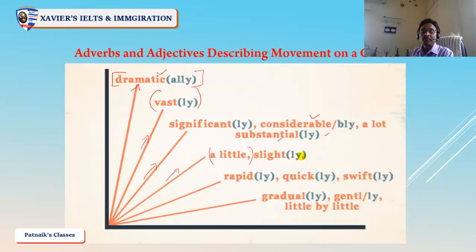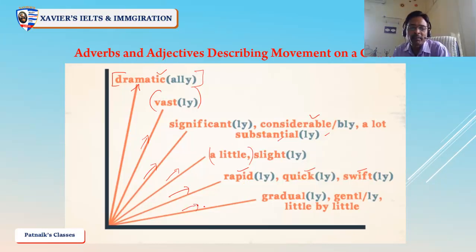There is a slight change in the figures, right? This way we can frame the sentence. Rapidly. For this type of angle we can use rapidly, quickly, or swiftly. If you are using an adverb, you will use rapidly, quickly, swiftly, right? As an adjective, rapid change, quick change, or simply swift, we can use, right?